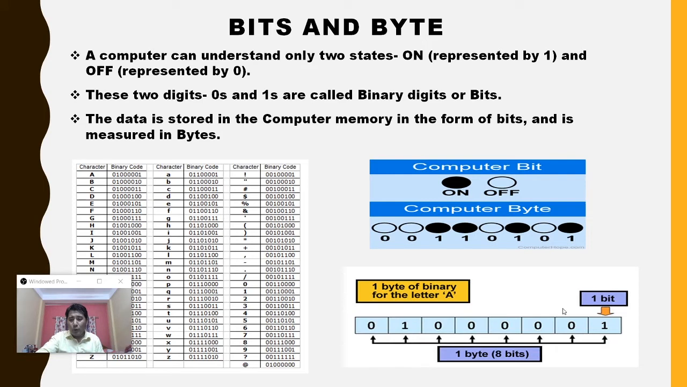Now 8 bits is equal to 1 byte. We call 1 a bit, 0 a bit. You can see that there are 8 bits here: 1, 2, 3, 4, 5, 6, 7, 8. So these 8 bits are equal to 1 byte.